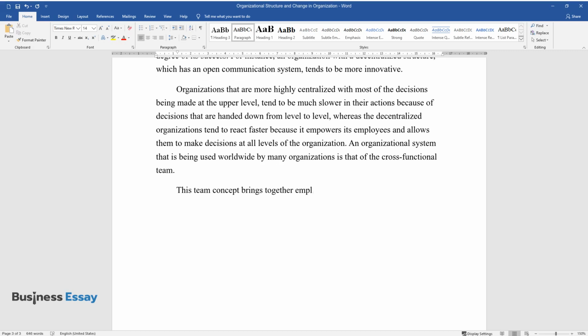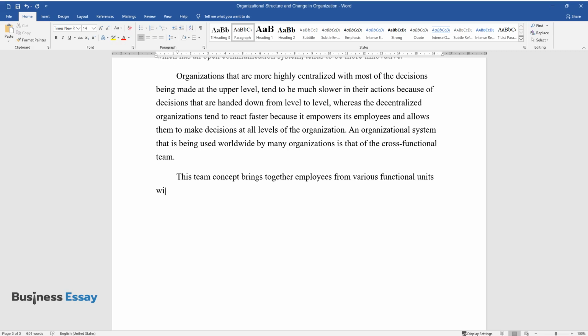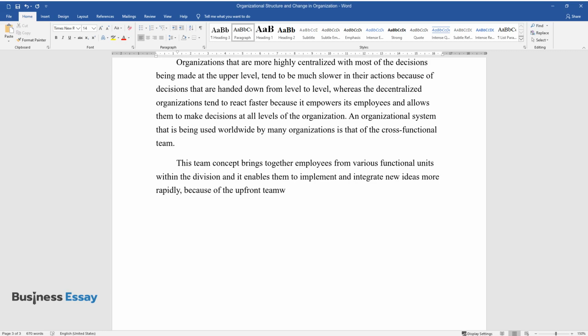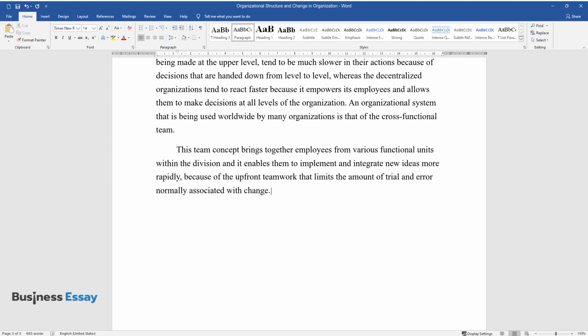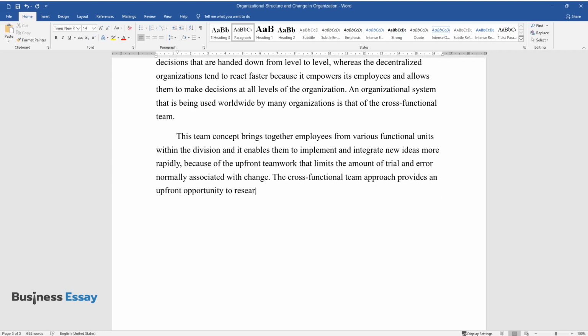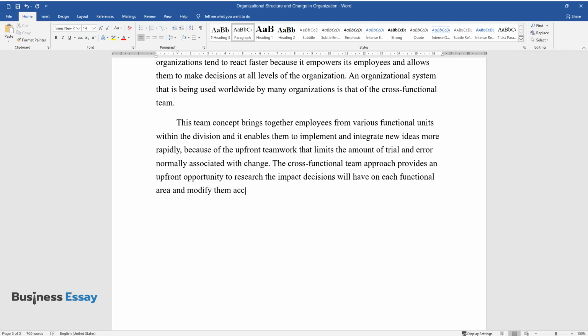This team concept brings together employees from various functional units within the division, and it enables them to implement and integrate new ideas more rapidly, because of the upfront teamwork that limits the amount of trial and error normally associated with change. The cross-functional team approach provides an upfront opportunity to research the impact decisions will have on each functional area and modify them accordingly.